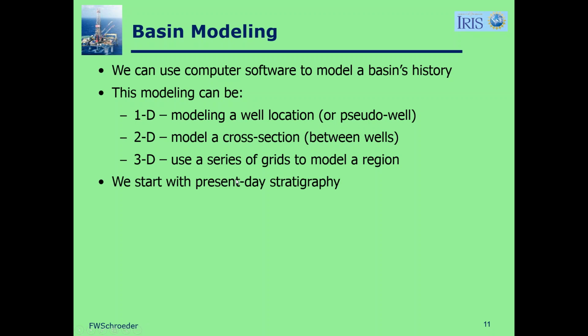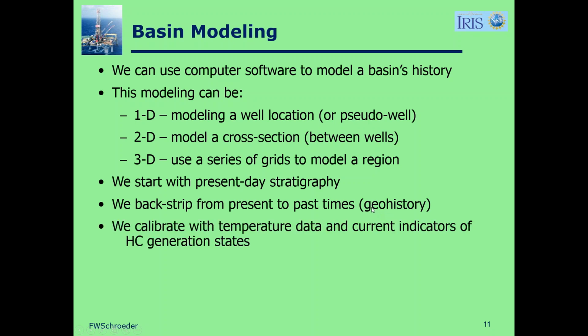Our starting point, whether we have wells or we just have seismic, is the present-day stratigraphy. And then we will backstrip from present to past times. That's a process that many people refer to as geohistory. And I'll show an example here in about 2 minutes. We may have some wells from which we have temperature data. We may also have some indicators of how mature the source rock is. And so we can model the basin and try to deduce its temperature history, and then use well temperature data, and it's called Vitrinite Reflectance. I'll talk more about that in a moment.